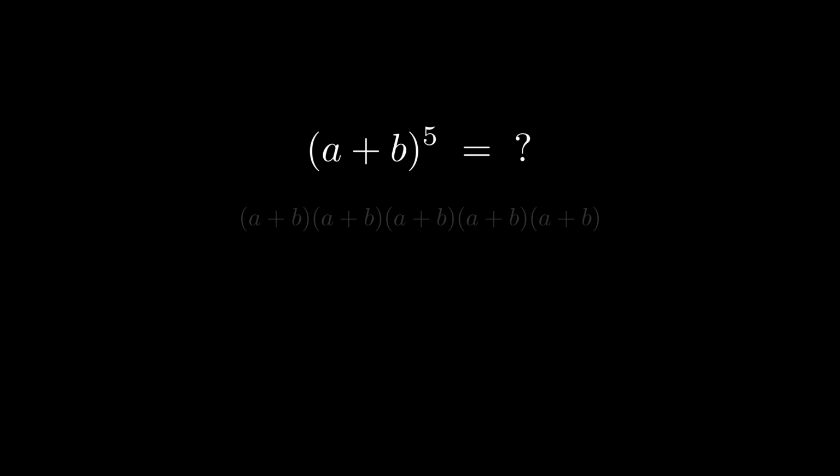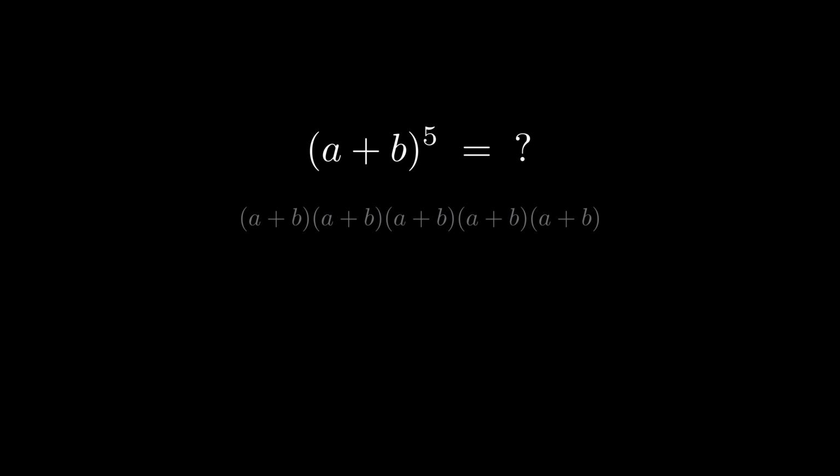Suppose I ask you to expand (a + b) all to the power 5. The brute force way is to write out 5 brackets and multiply them together. Slow and a nightmare to keep track of. But there's a shortcut so clean, you can write the answer straight down.